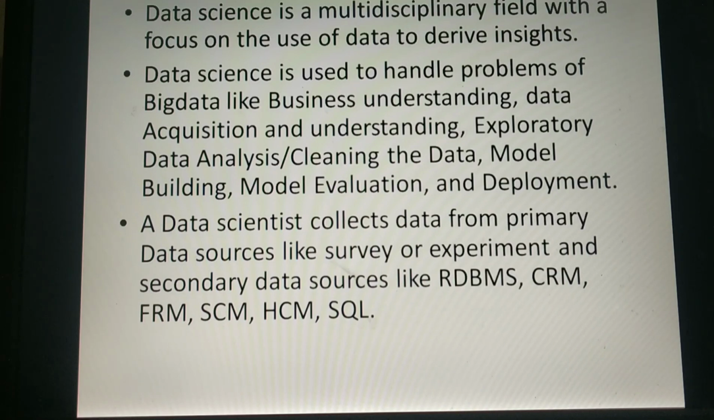Clear? So based on these primary data sources and secondary data sources, they apply suitable machine learning algorithms to the databases to implement required business decisions from predictive analysis or sentiment analysis of the data that is collected. Clear? So this is about the very important concepts of data science.